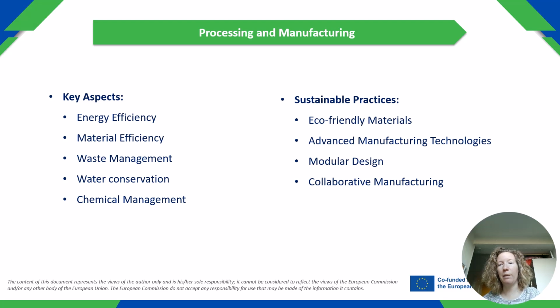Now let's see some sustainable practices in processing and manufacturing. Using eco-friendly materials, for example, using sustainable sources. You can source materials from certified sustainable sources such as FSC certified wood that ensures responsible forest management. Incorporating recycled materials such as reclaimed wood or recycled metal into furniture design also helps.